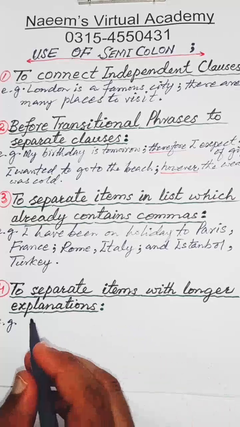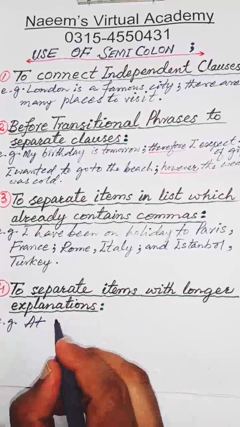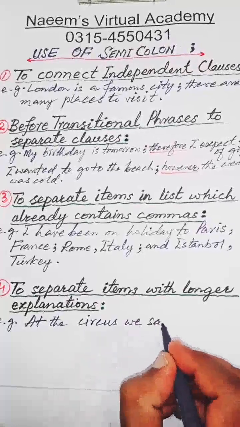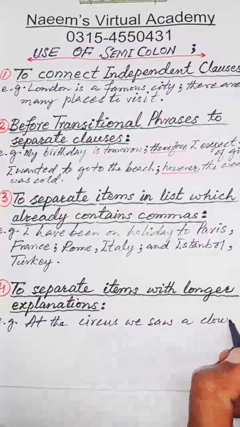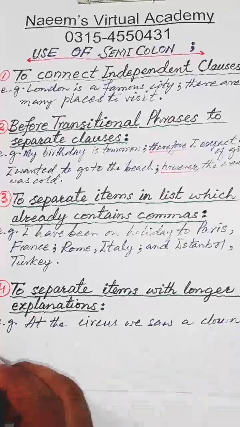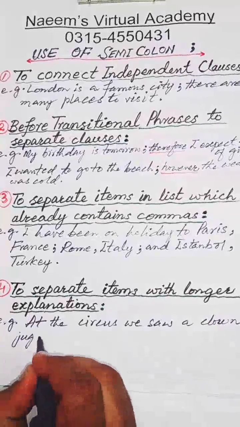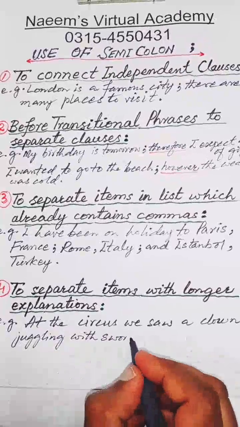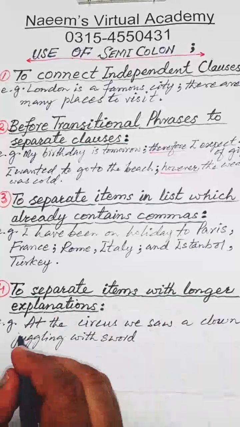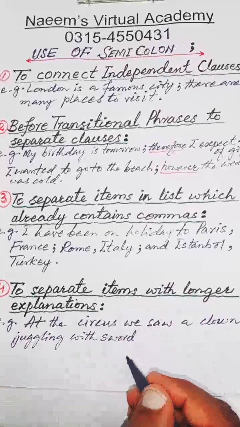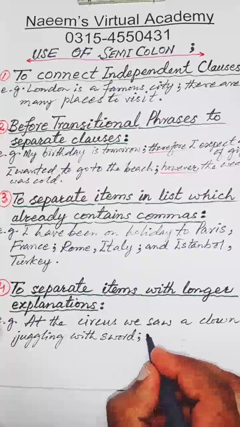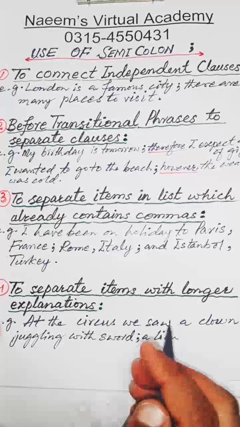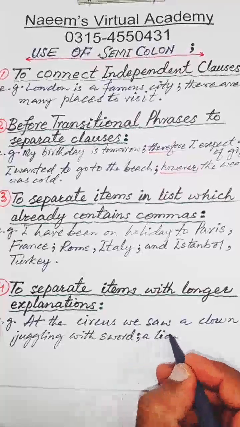When we have got longer explanations, then we use a semicolon. How? For example, at the circus, we saw a clown juggling with swords. A clown juggling with swords, meaning throwing and catching, right? Semicolon. A lion who stood on a ball. Now, "we saw" is excluded here, and after the semicolon we only show the object and verb.